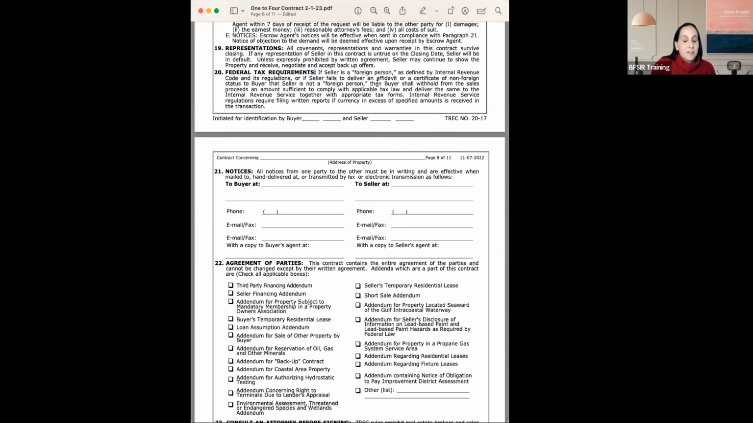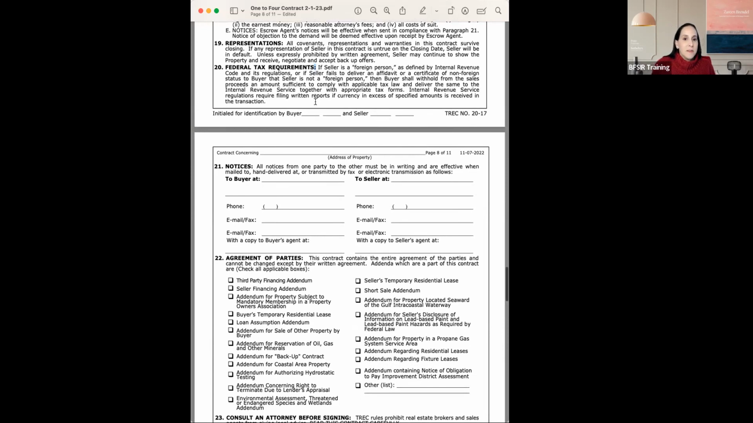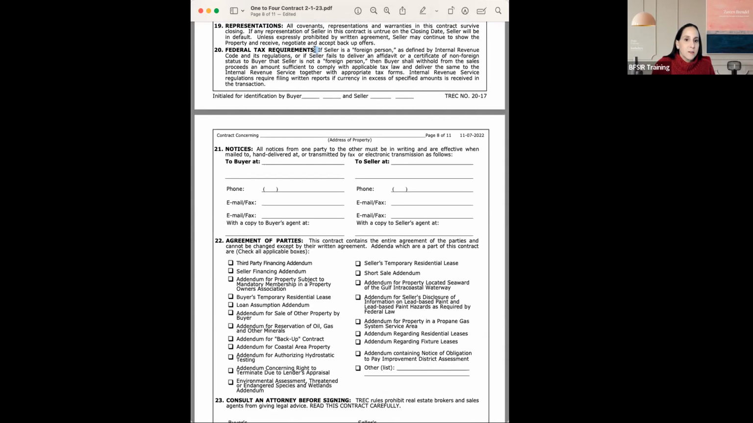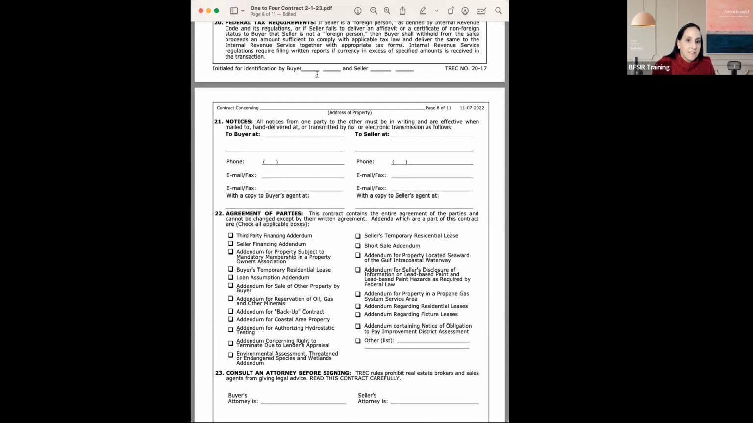And there's something called FIRPTA. I don't even know what FIRPTA stands for, but it's an affidavit that has to be signed. And then some of the funds have to be held back to make sure that the seller pays their taxes. So just be aware of that if your seller is a foreign person, that there are going to be some additional steps, and let the title company know in advance.